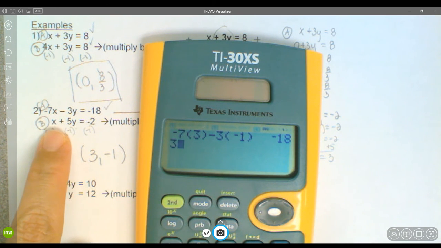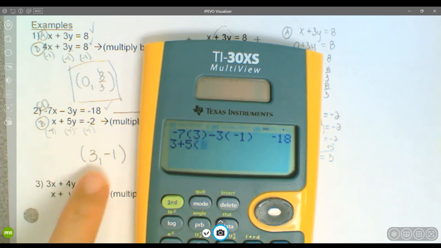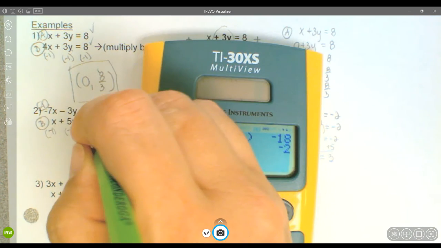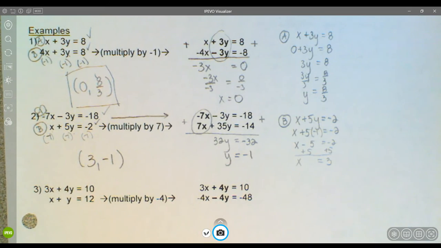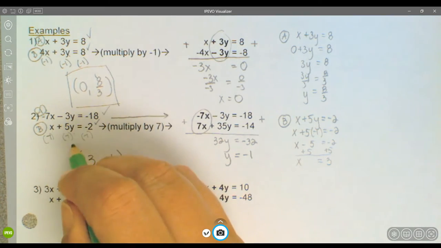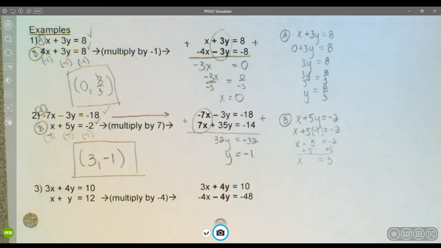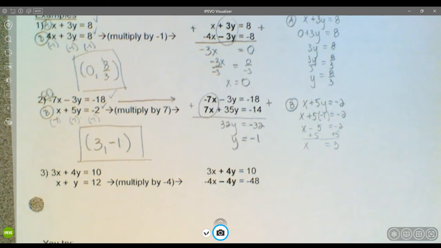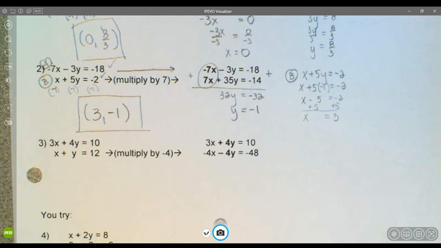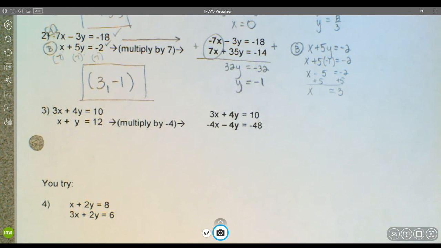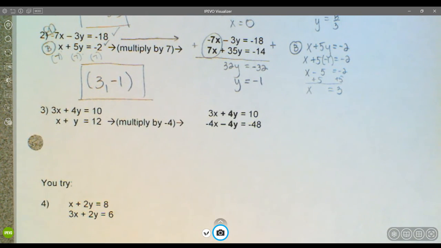So x is 3 plus 5 times y, which is negative 1. I should get negative 2, and I do. So I was almost sure that this was my correct answer. But once I check it, I know for sure that it's the right answer. Okay, so there's number 2. Now I want to look at number 3.